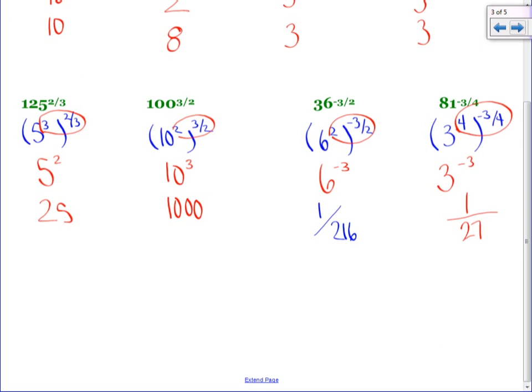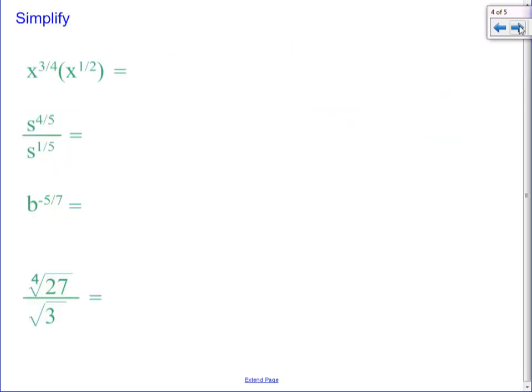We're good? All right, let's get into some tougher problems. So you have some examples when you get to the homework. Now, I'm going to have you keep all of your answers in radical form. So if they're in exponent form, like these first 3 right here, we're going to end up switching them over to radical form, which you know how to do because we did that on the first page.